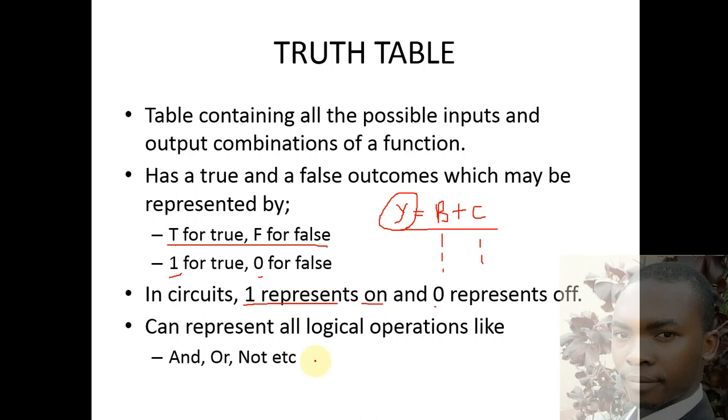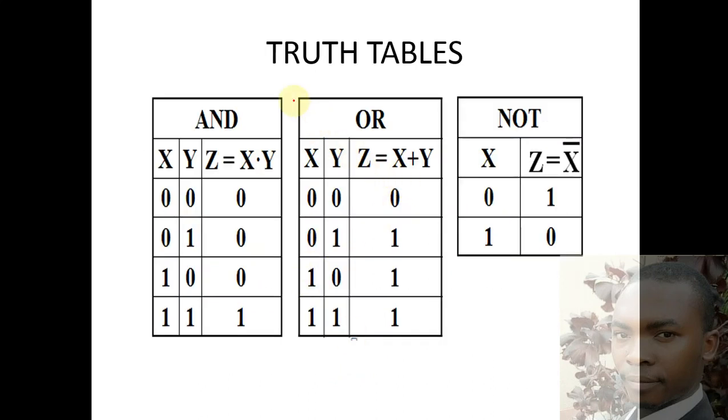In logic gates, of course, these are the basic combinations or basic operations that we have: the AND, the OR, and the NOT, because other operations can be derived from these. Alright, so this is a sample of the truth tables, and this is the AND.